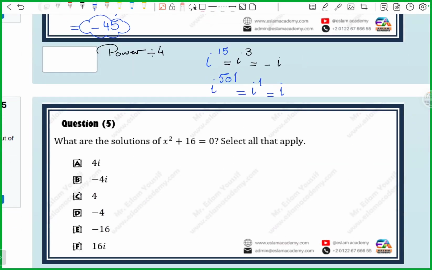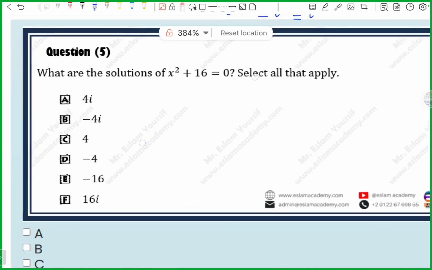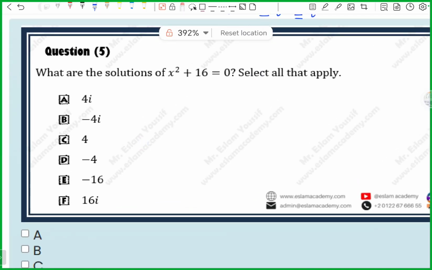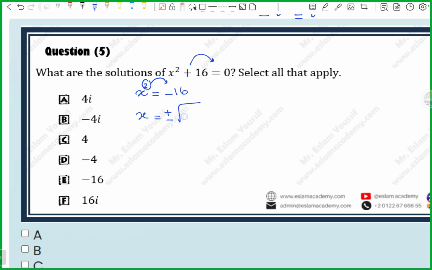Okay, we need to solve the question. How can we solve this type of question? x squared plus 16 equals 0. You have two options: to factorize, because we will finish chapter 5 now, or to solve the equation. I can solve the equation by shifting 16 to the other side, so x squared equals negative 16. Then x equals positive or negative. When we have power 2, you must take positive or negative the square root.